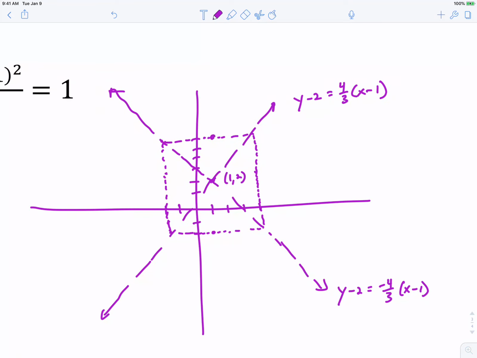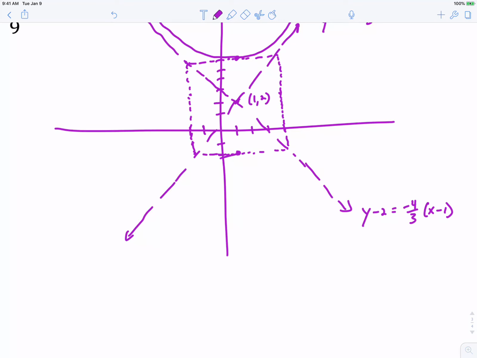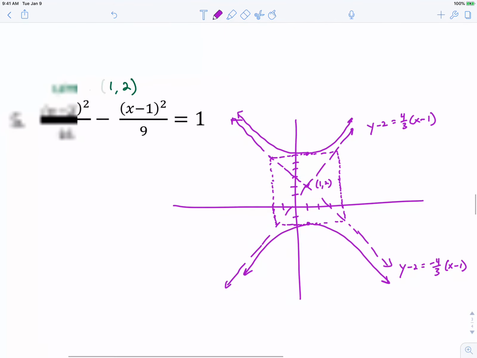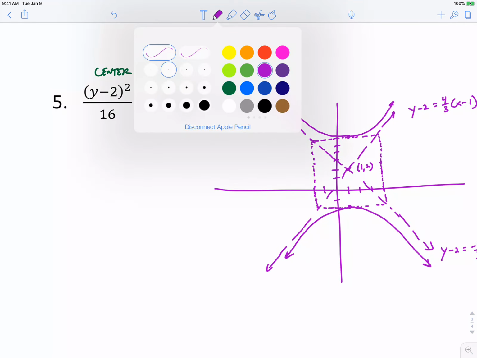Here's our vertices. We can now sketch the graph. We know the branches go in this direction because the y is positive, so we know they're going to open vertically. And then we just need the location of the foci.